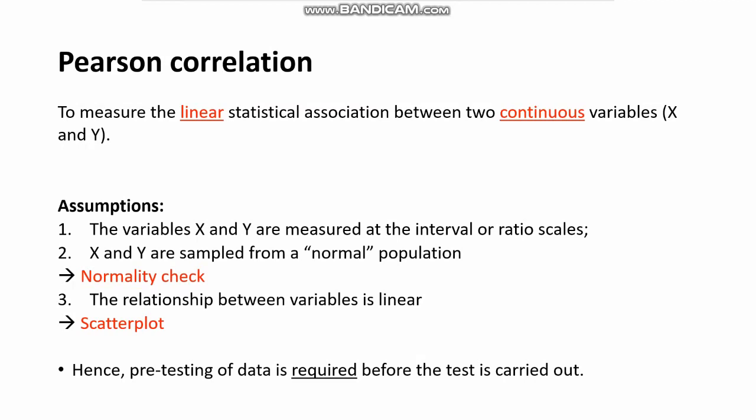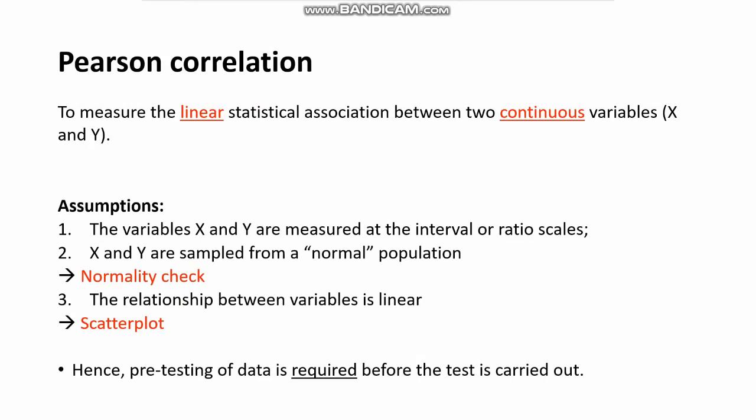And also both variables should have normal distribution. Okay, so we will use QQ plot and also Shapiro test to test normality for each variable. And if you want to know more about the normality check, you can refer to another video in this channel. And also the relationship between both variables should be linear. And we will use a scatter plot to check the linearity between two variables.